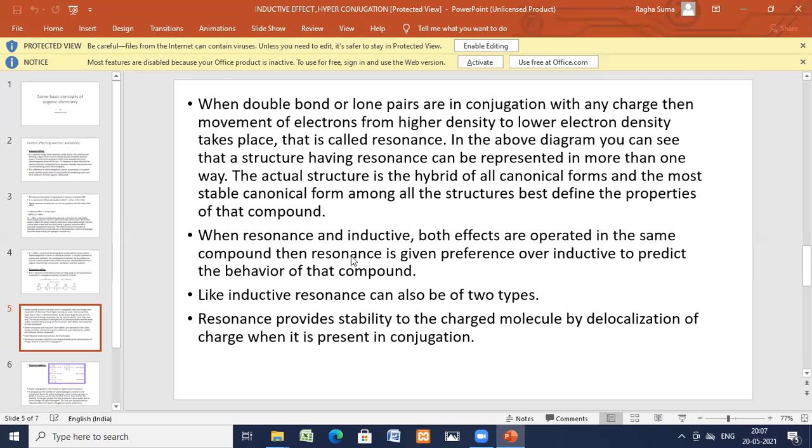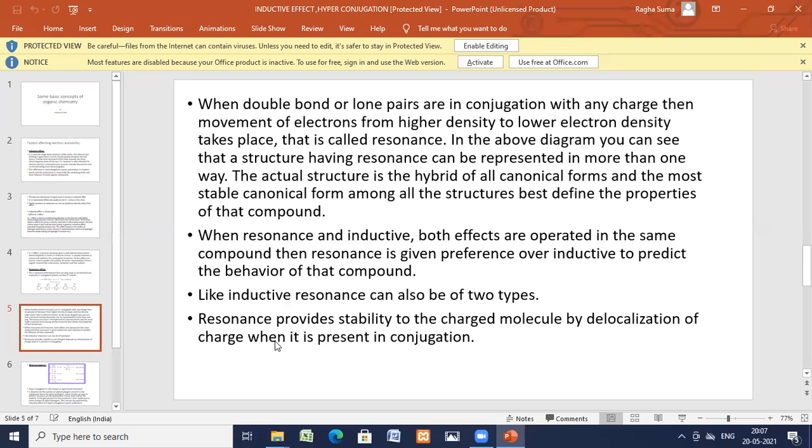When resonance and inductive effects both operate in the same compound, resonance is given preference over the inductive effect. To explain the behavior of the molecule, we need the resonance effect, not the inductive effect. Like the inductive effect, resonance can be of two types, plus M effect and minus M effect. Similarly, resonance provides stability to the charged molecule by delocalization of the charge in conjugation.